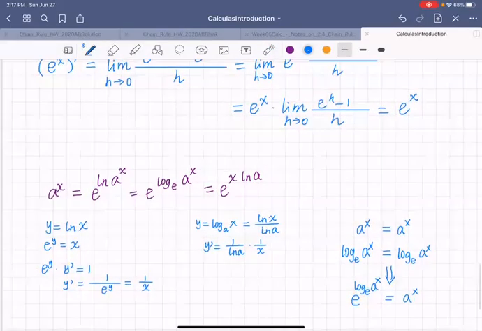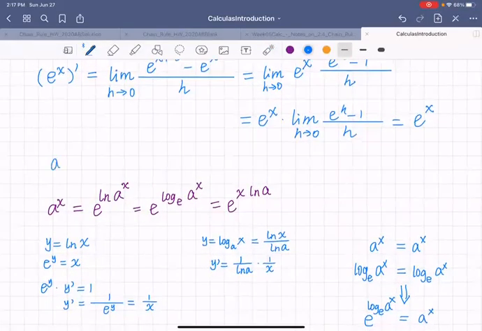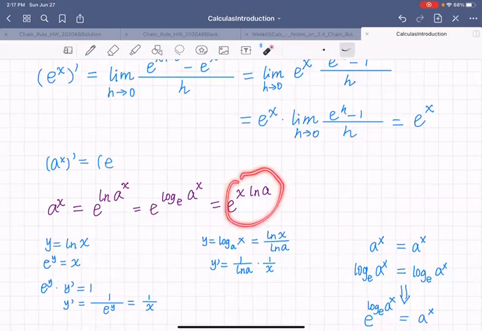Now, I want to find the derivative of a to the power x. We have this here. I will copy it down here.